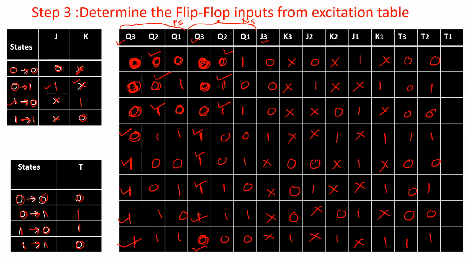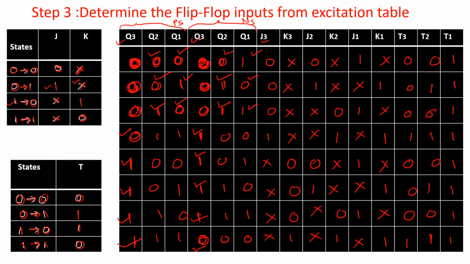last as 1 here. Now if you want to fill the T1, again what I will do, present state is 0, next state is 1. So it is 1. Present state is 1, next state is 0. So it is 1. Present state is 0, next state is 1. It is 1. Like that, if you go on filling it, it would be like this.